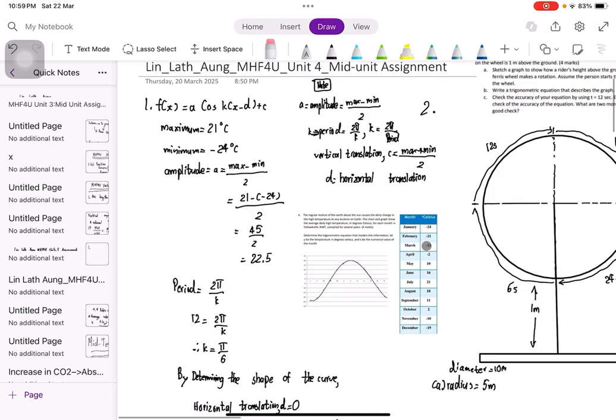So here, as we have started, the maximum value, by looking at this table, we can see that the maximum value is 21 degrees Celsius. The minimum is minus 24 degrees Celsius. And we then substitute the values into this formula and we get the amplitude, that is 22.5.